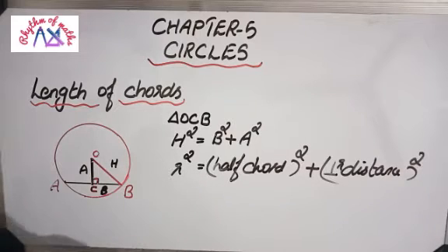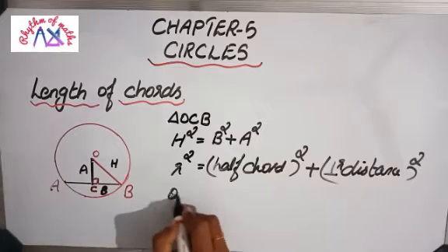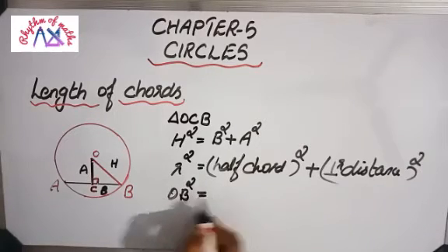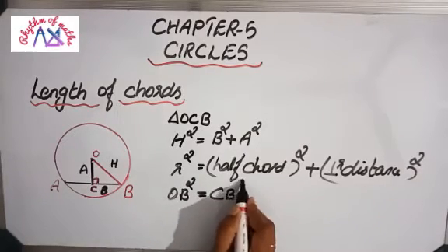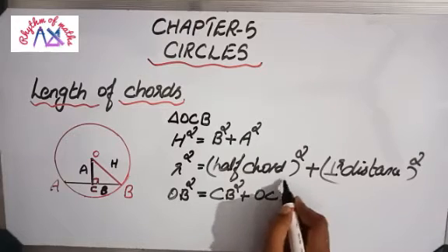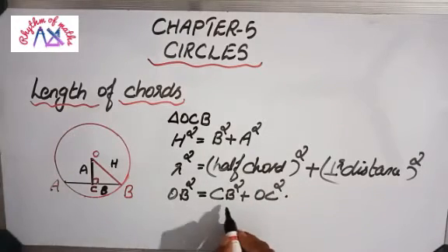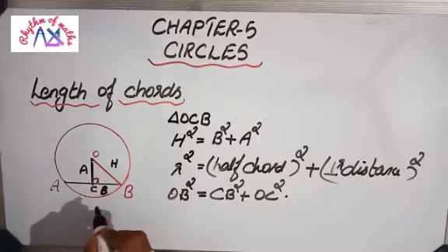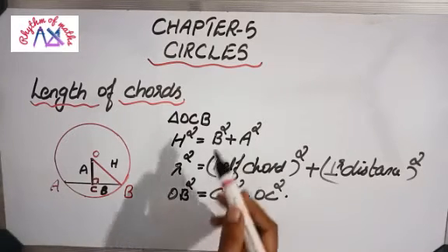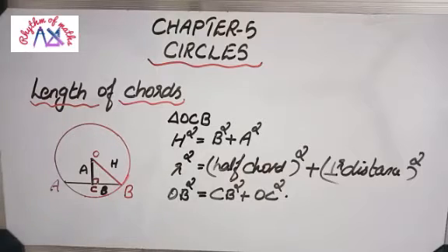Just by using Pythagoras theorem, we can write OB square equals CB square plus OC square. So if we know any two measurements, we can find the third measurement by using this Pythagoras theorem. Now let's do the problem, then it will be more clear to you.